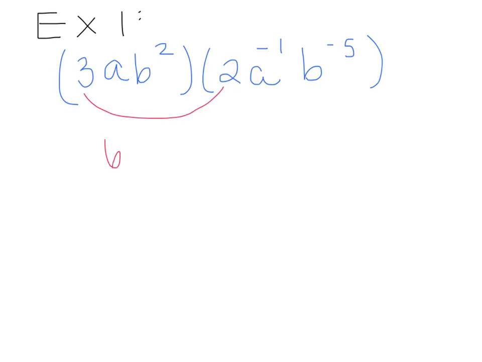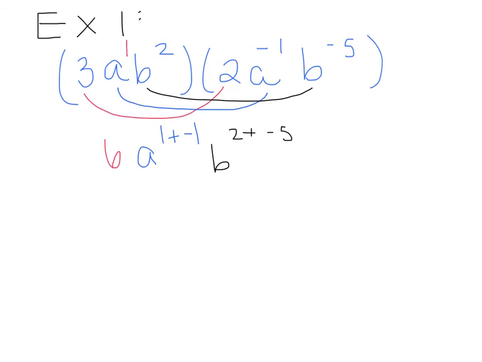Now I need to take the things that have the same base, and when you multiply things with exponents, you add the exponents. So a to the first power, because remember, there is an invisible 1 there, I am going to add with the -1 from the second a. Same thing with the b's. I take b to the second, and I'm going to add the -5.